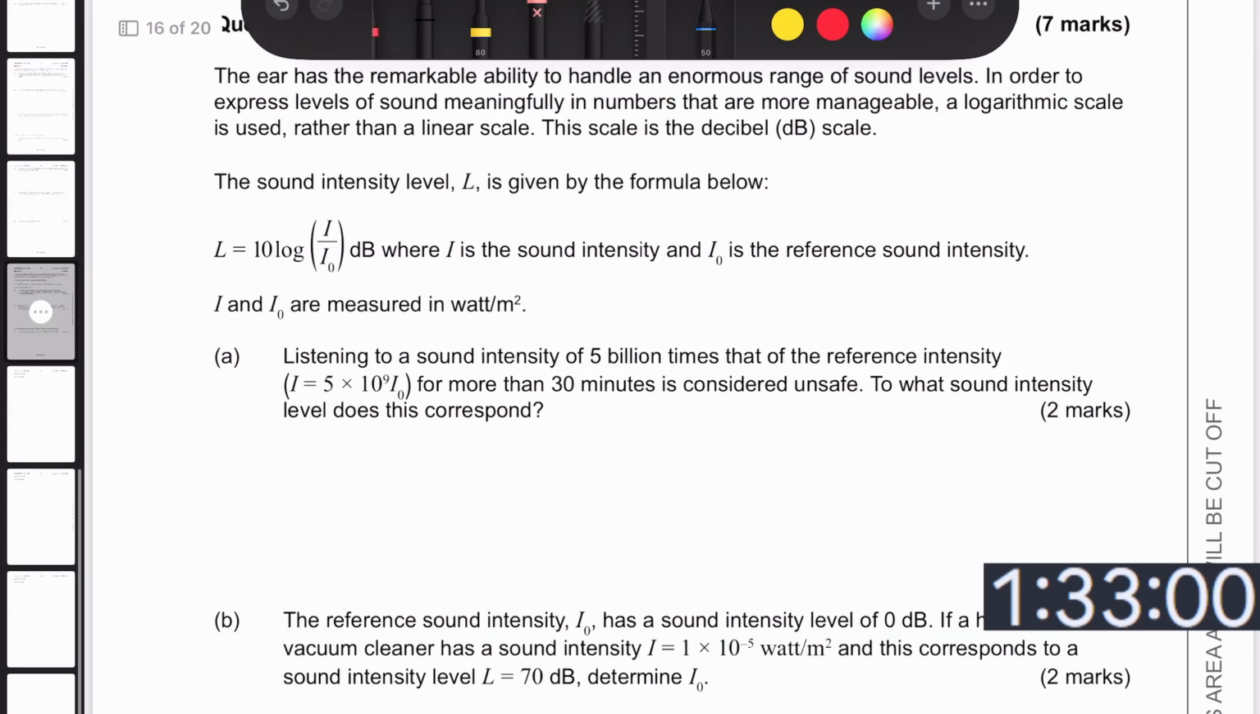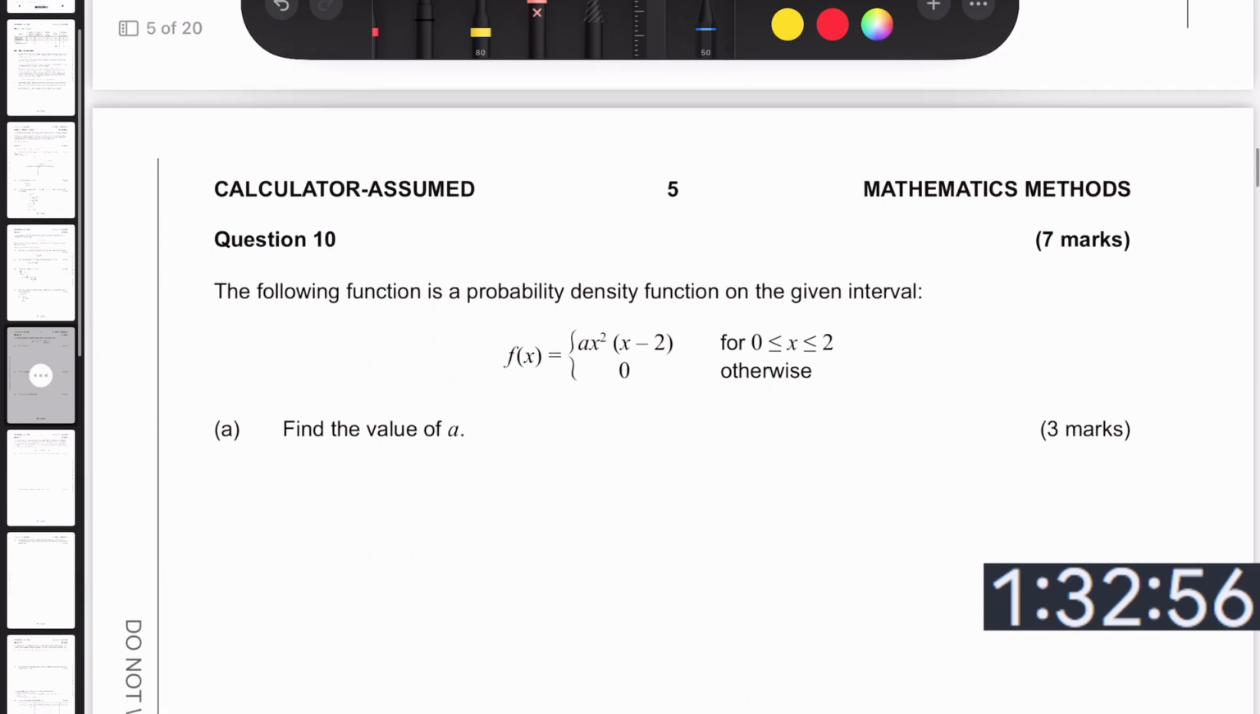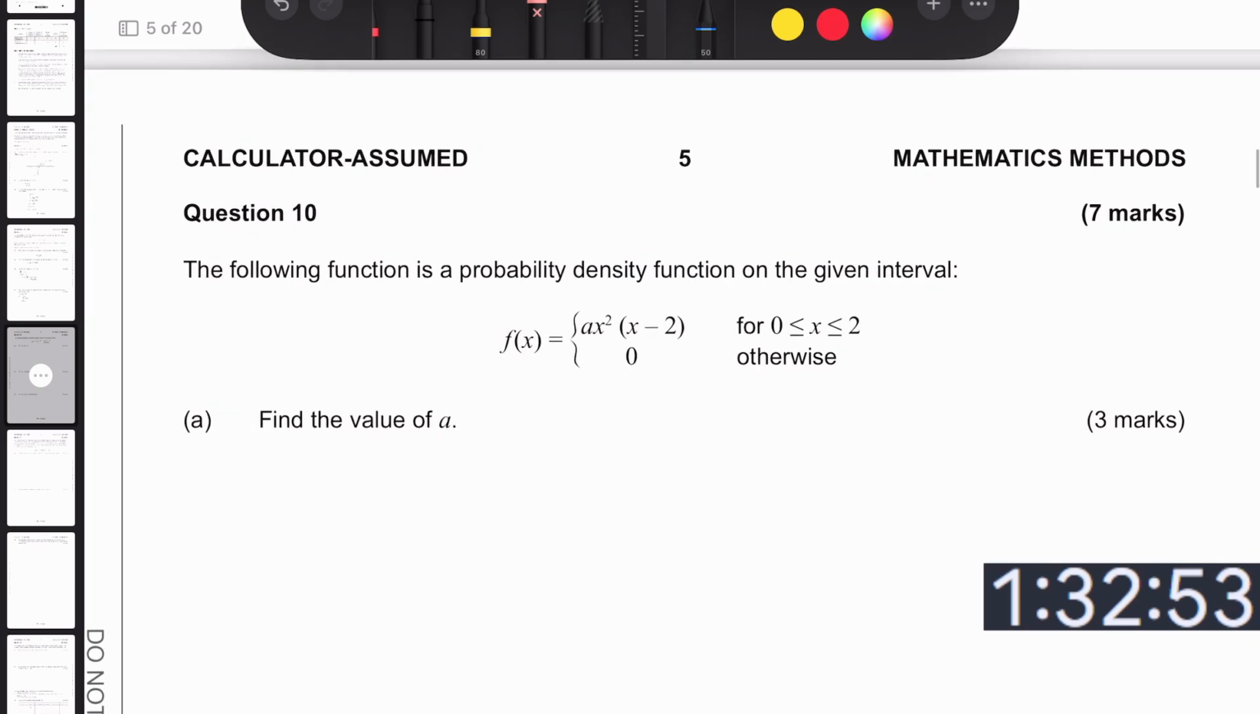I always forget to do this. How many pages are there? 16. Okay. That seems kind of small for a calculator assumed.